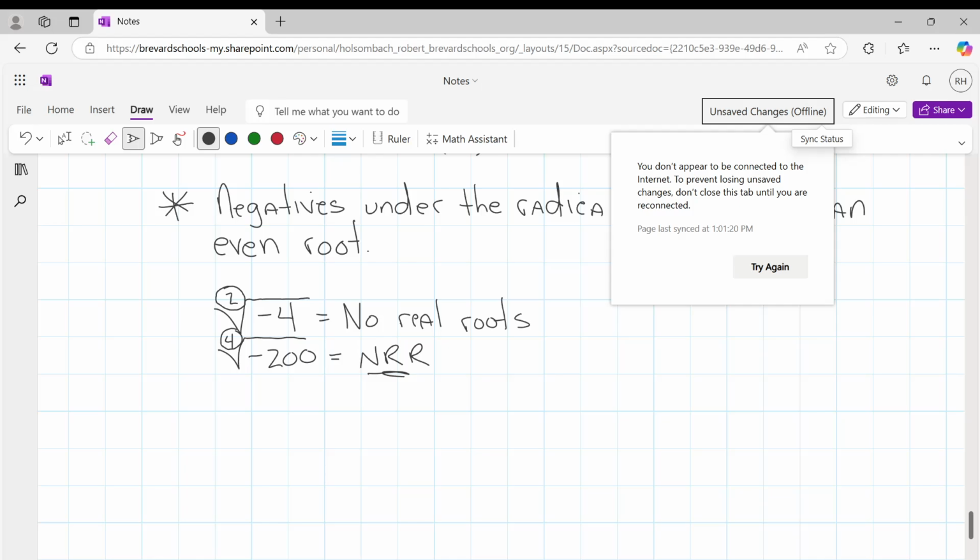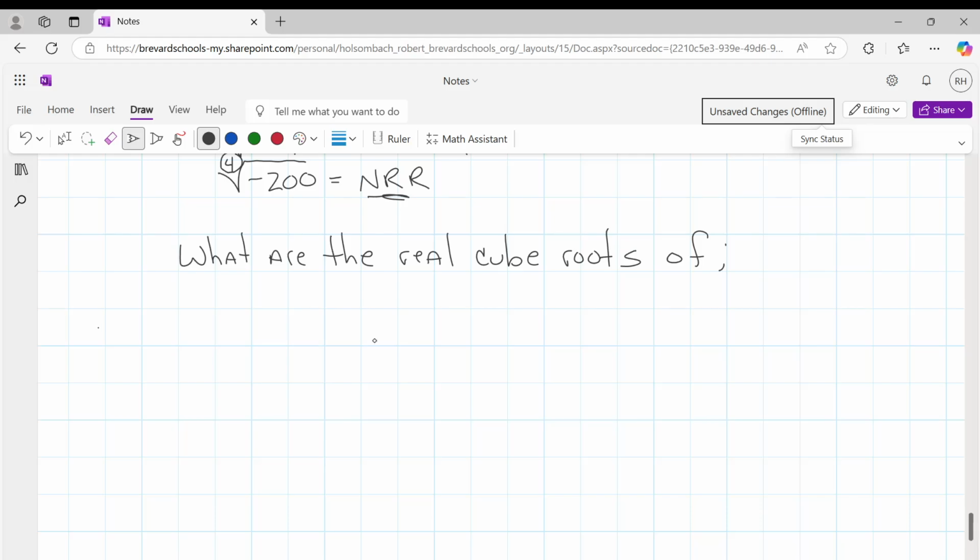So some examples of the problems you're going to see today. If you're asked, what are the real cube roots of, and then we're going to be given some different values. So real cube roots of, let's say maybe 0.008. This is a calculator function. So we go 0.008, second y to the x and 3, hit equals. And that's equal to 0.2.